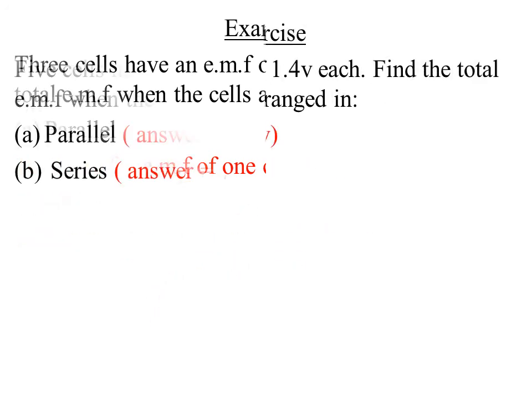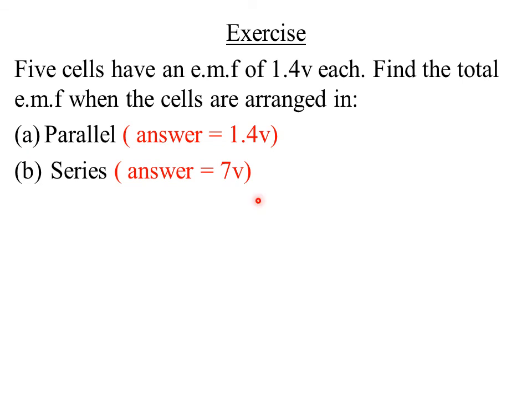So I have an exercise here which I recommend that students should try and see whether they understood our previous example. The exercise reads that 5 cells have an EMF of 1.4 volts each. Find the total EMF when the cells are arranged in A, parallel, B, in series. So I've worked out, and the expected answers are: in parallel is 1.4 volts, in series is 7 volts.